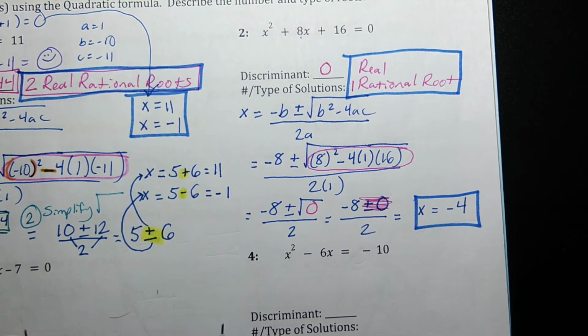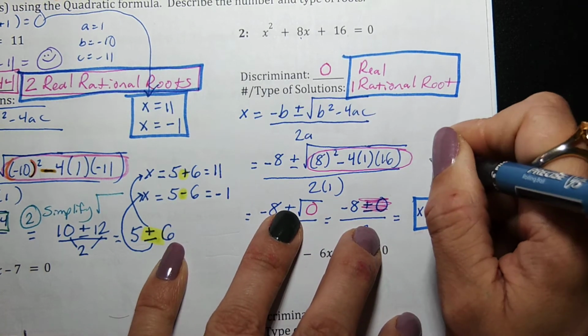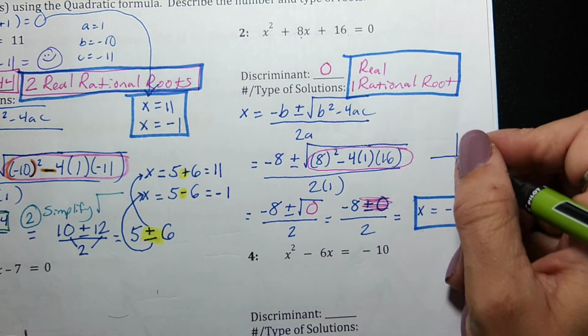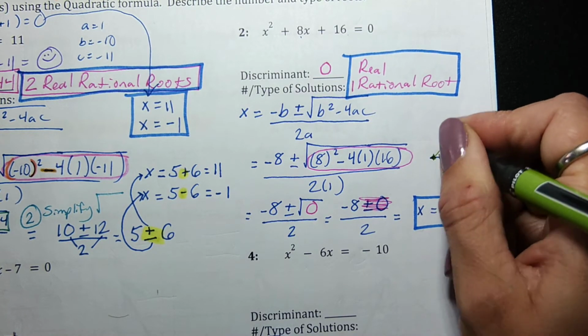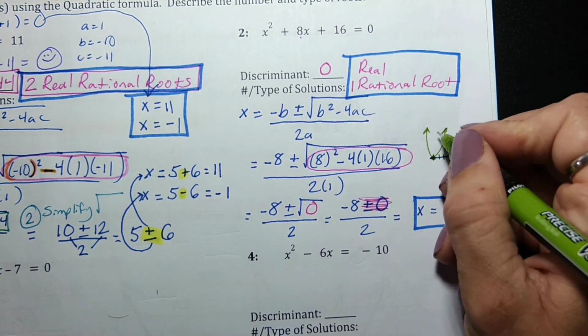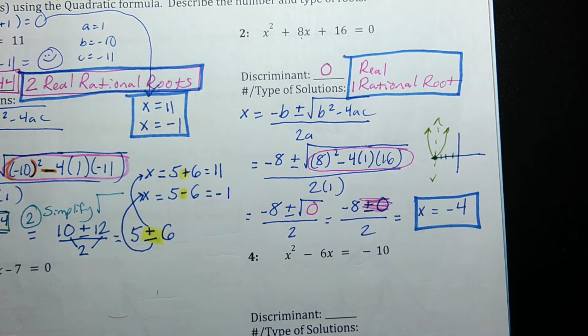What is special about this x-intercept? Or what is special about the quadratic when it only has one x-intercept? Where's its vertex? At the x-intercept. So here's negative 4. 1, 2, 3, 4. So I know my quadratic is going to have an axis of symmetry through negative 4 and a vertex at negative 4.